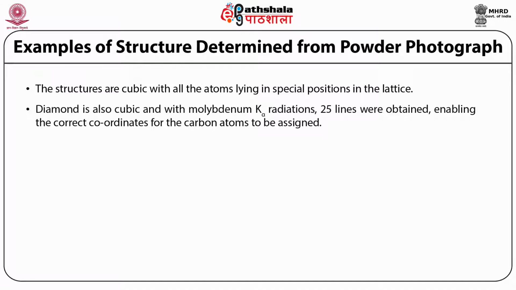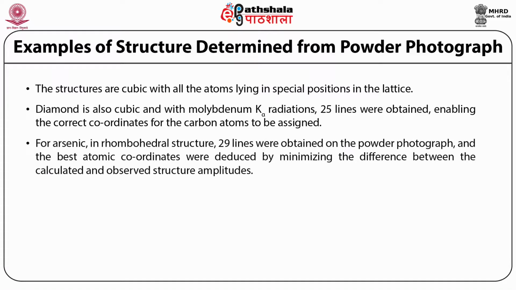Diamond is also cubic, and with molybdenum K alpha radiation, 25 lines were obtained, enabling the correct coordinates for the carbon atoms to be assigned. For arsenic, in the Römerhendel structure, 29 lines were obtained on the powder photograph, and the best atomic coordinates were deduced by minimizing the difference between the calculated and observed structure factor amplitudes.